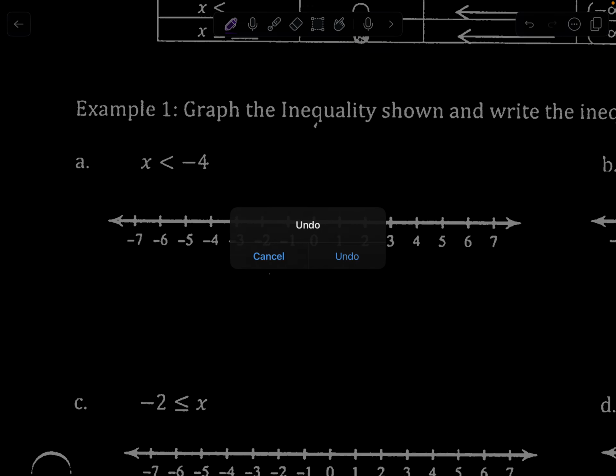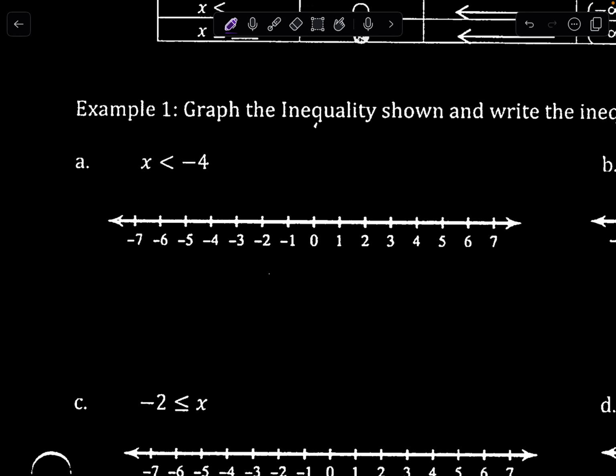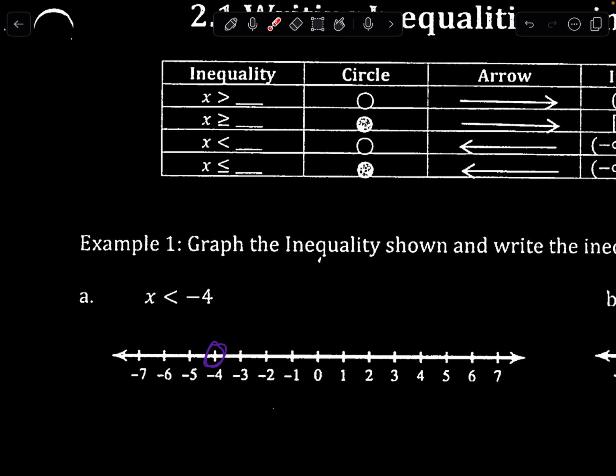Just as a review from last year, your teacher would have had you first identify what the number is that x is compared to, which is -4. We put a circle on -4. Now, if we look at our notes, it tells us that in order for it to be a filled circle, it has to have an equal sign under it. These are empty, just like this one, so we're going to leave it as an empty circle as well.